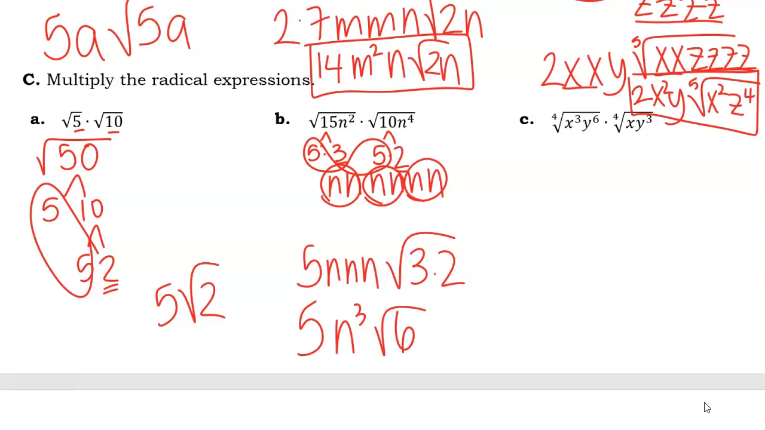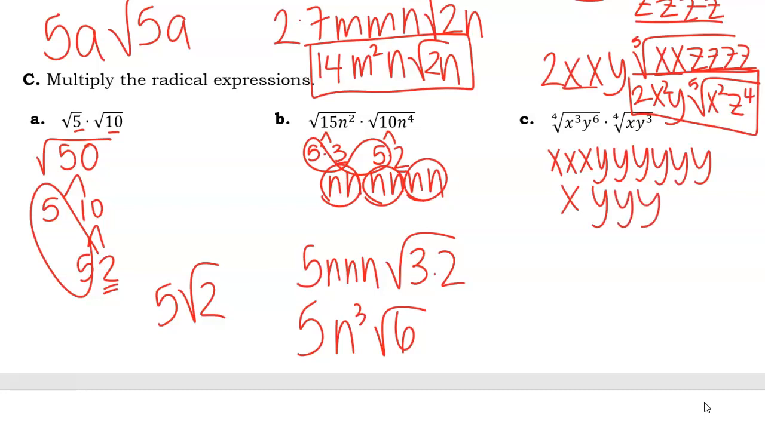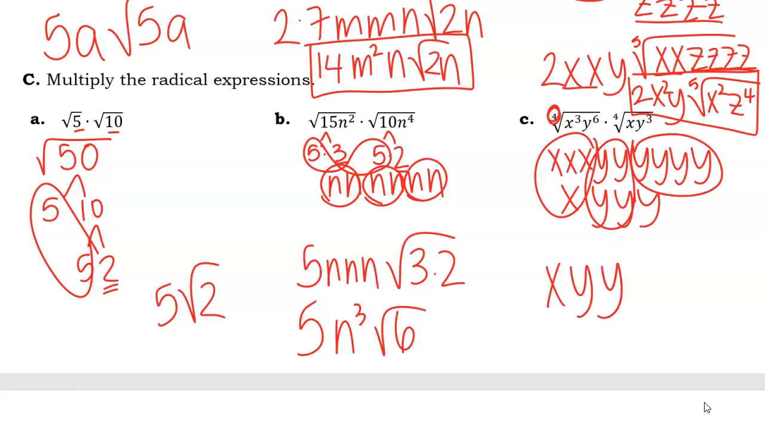And last one, we're looking for groups of 4. We're going to break it all down. We have 1, 2, 3 x's, 1, 2, 3, 4, 5, 6 y's, 1 x, 1, 2, 3 y's. And again, groups of 4 come out. So I have 1, 2, 3, 4 x's. Let's go like this. 1, 2, 3, 4 y's. 1, 2, 3, 4 y's. And 1 y left over.